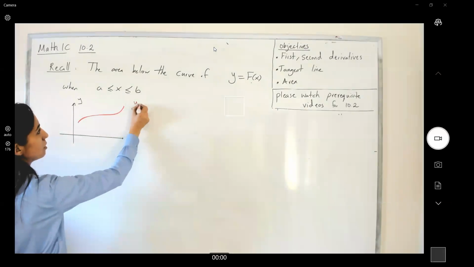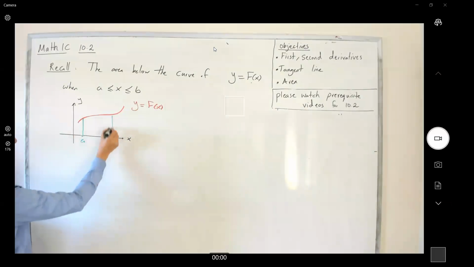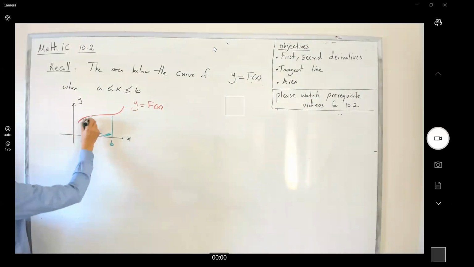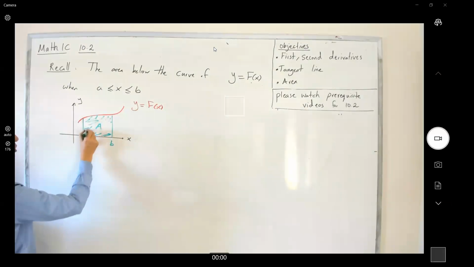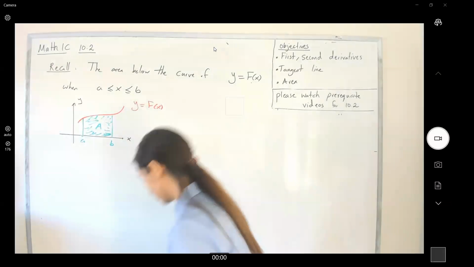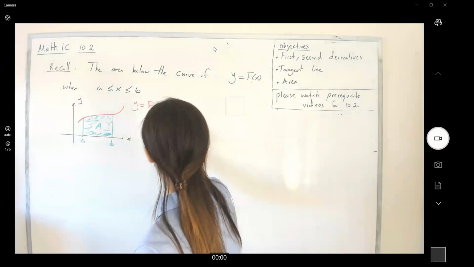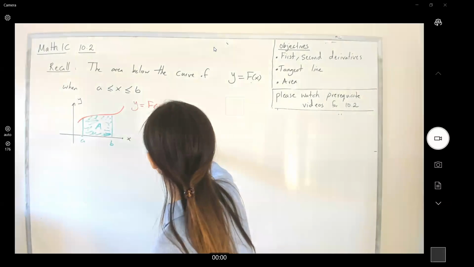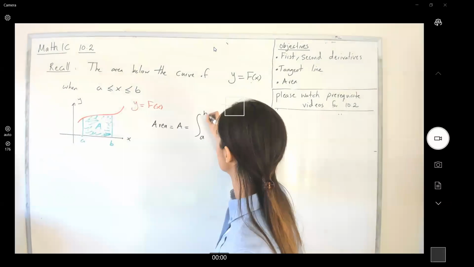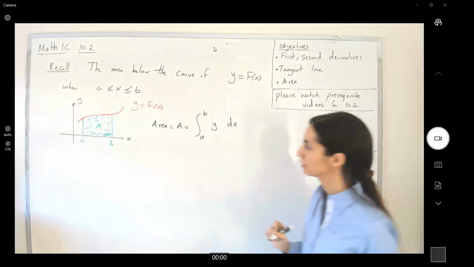This is your y equals f of x, and you want to find the area below the curve of the function bounded between x equals a and x equals b. The area is defined using a definite integral. So your area is equal to the definite integral, x bounded between a to b, of y dx.